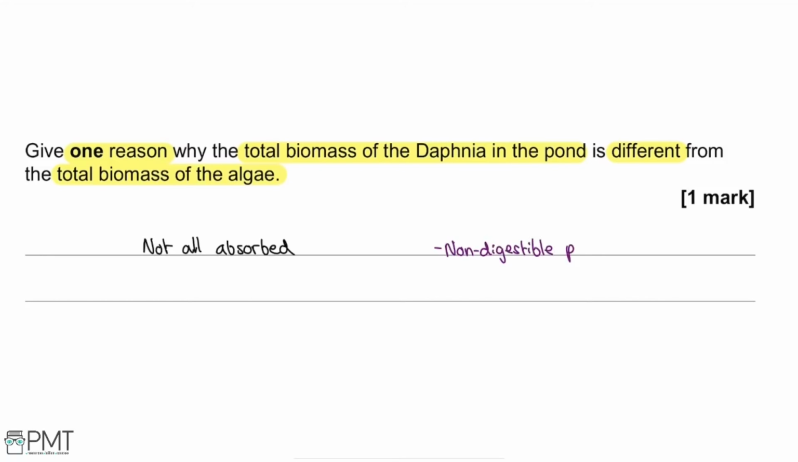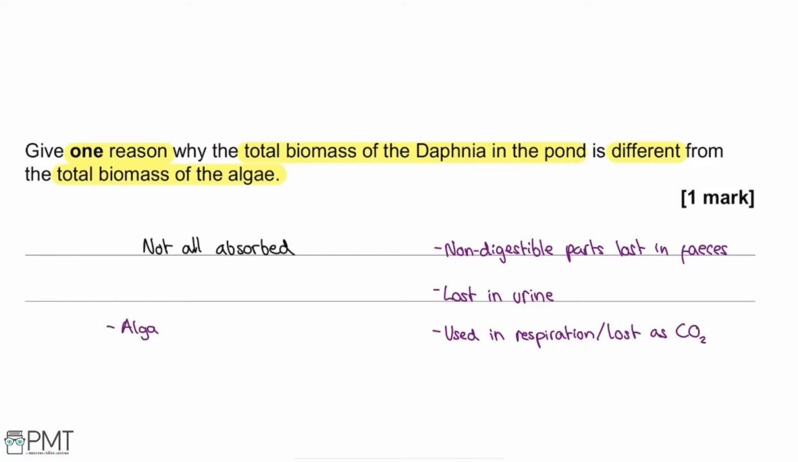So some of the algae that the daphnia is eating may be non-digestible. There may just be parts that the daphnia cannot use in its own processes, and so that will be lost in the feces or in the urea. And then it can also be used up in respiration, so the daphnia needs to use some up as energy for itself. And then a last reason that you might go for is that not all of the algae is eaten, so the daphnia may not have consumed 100% of all that biomass that it could be consuming.